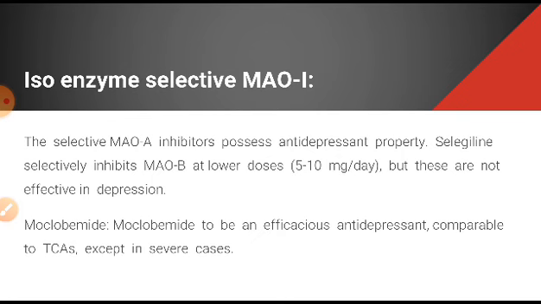Another drug is moclobemide. Moclobemide is an efficacious antidepressant comparable to TCAs, except in severe cases. And if you check the video on anti-anxiety drugs, you can find the detailed pharmacology of moclobemide. By this, I would like to end this part here. In the next part, we'll discuss two very important classes, tricyclic antidepressants and SSRIs. Thank you for watching.